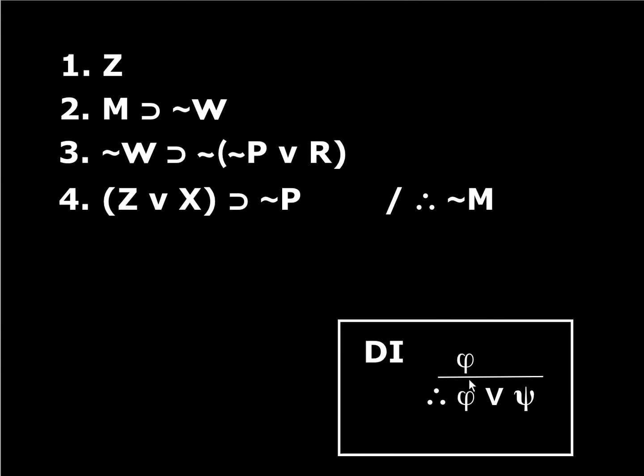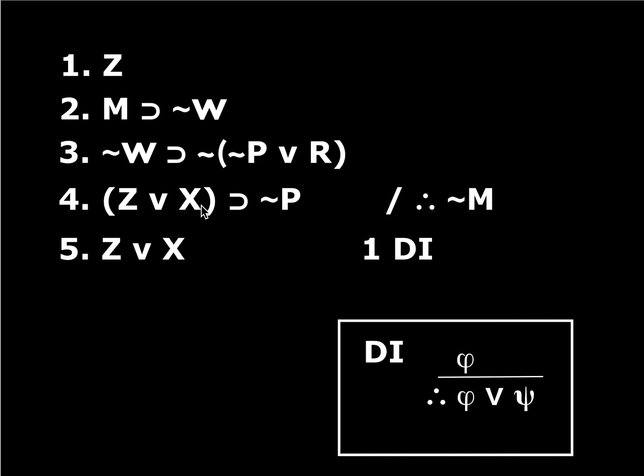Remember, here's the rule of DI. It says if I have a statement, I can write a disjunction where the statement I already have is one disjunct, and the other disjunct is anything I want. Well, here's a statement, and the other disjunct I would want is x. Now, according to the rule of DI, I could put anything here. I could put p, I could put r and not r, I could put any statement here. Why did I choose x?